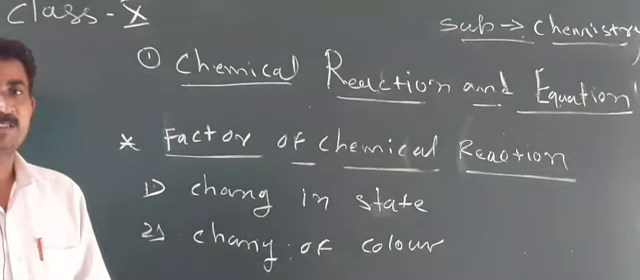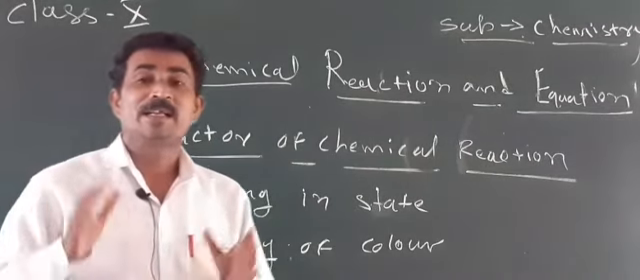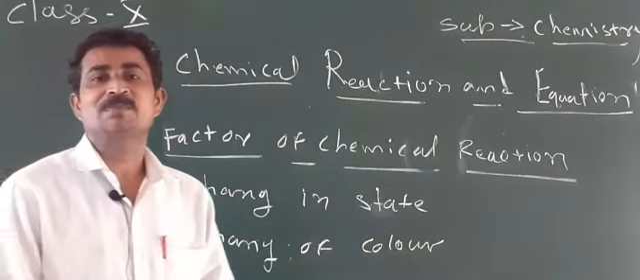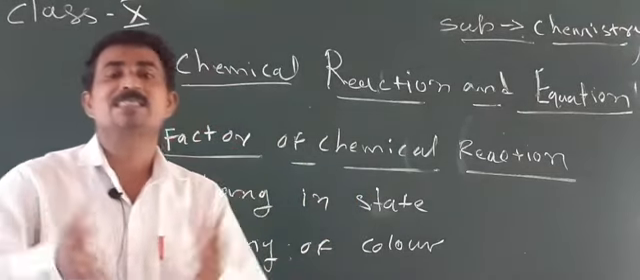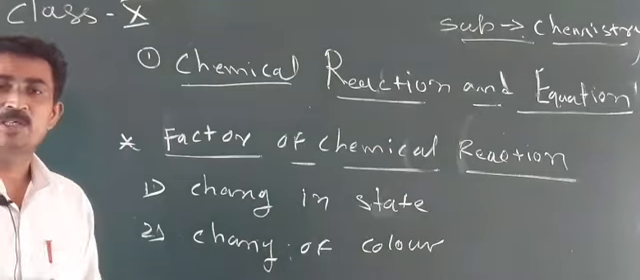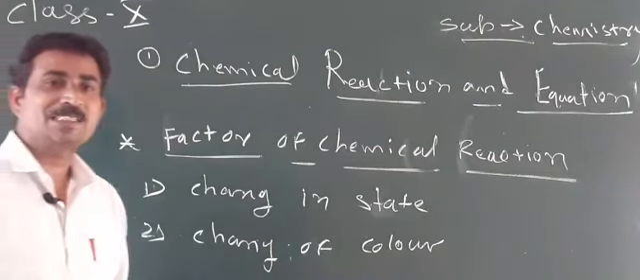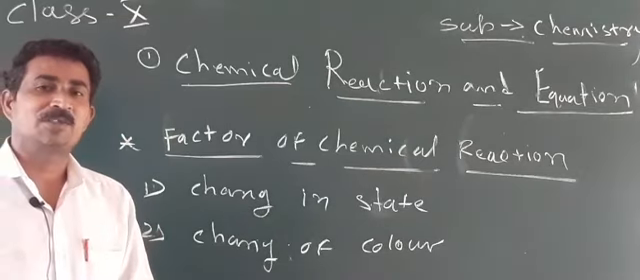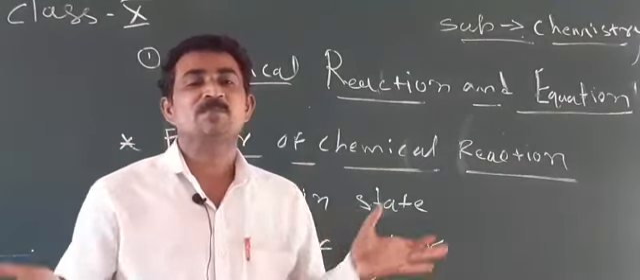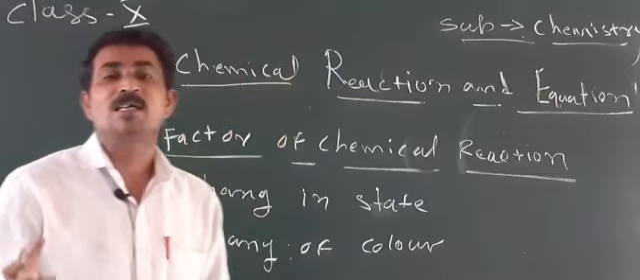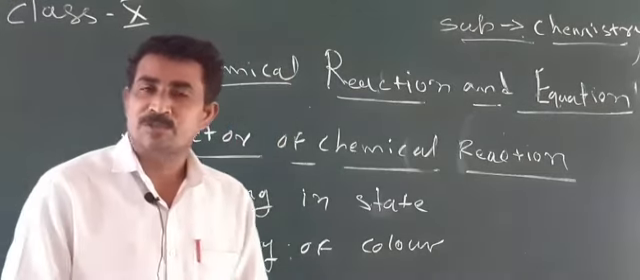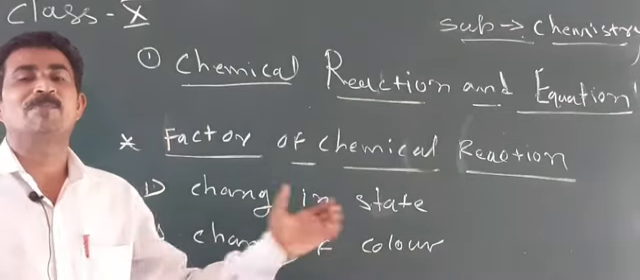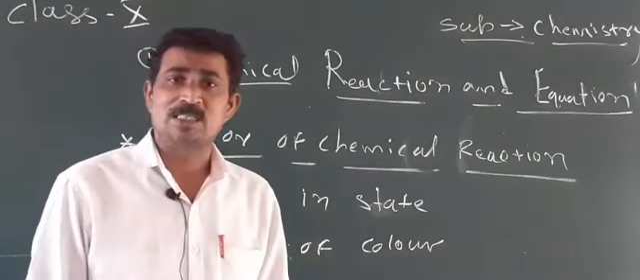For a reaction to complete, what things are necessary? Today we want to know what is important in a chemical reaction. There are two very important parts of a chemical reaction: one is the reactant, another is the product. Today we want to know how reactants and products are formed.